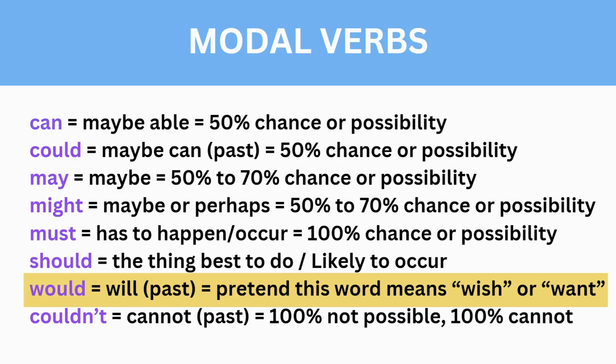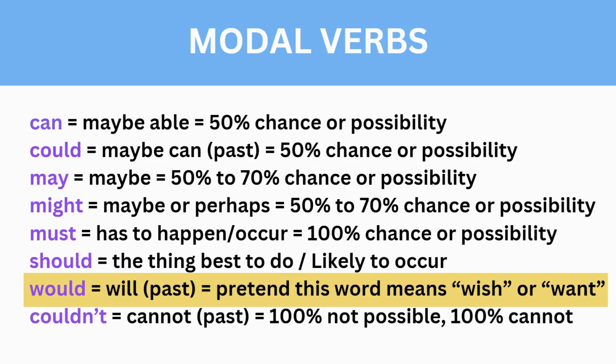Must is a little different. It is something that is so likely to occur, we know it will happen. It has to happen. It must occur. It's a 100% chance or possibility, or a very high percentage like 95%.